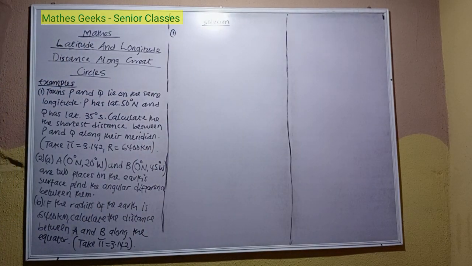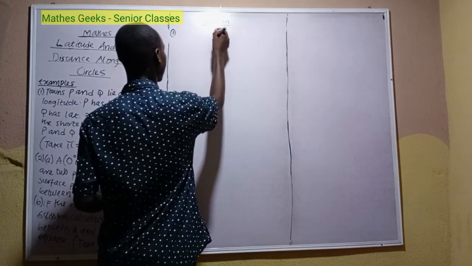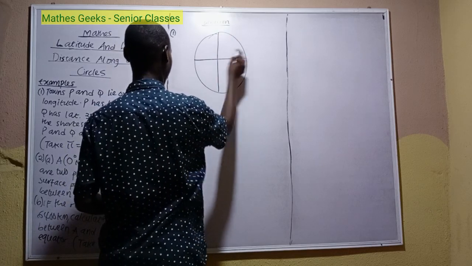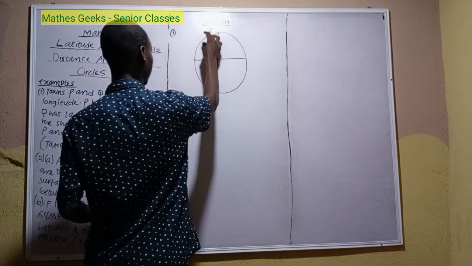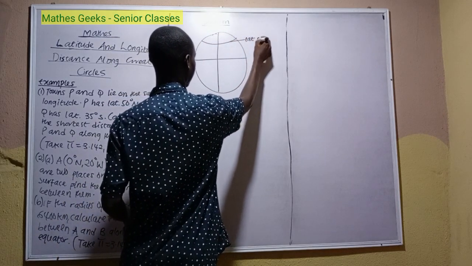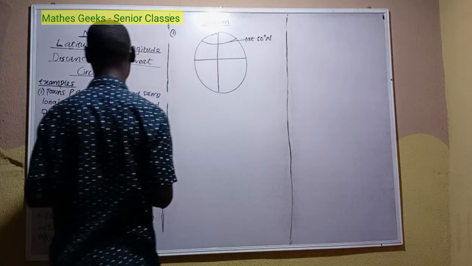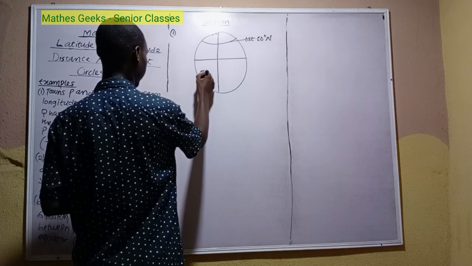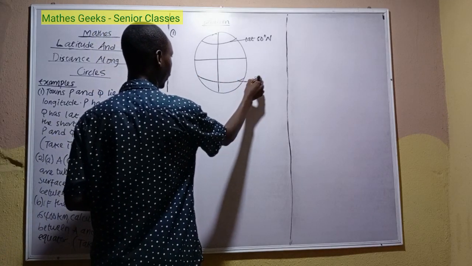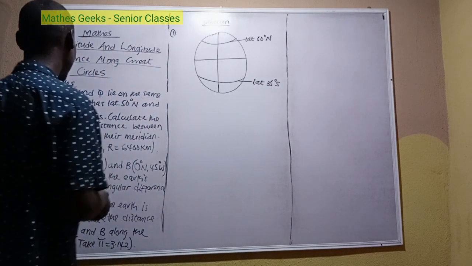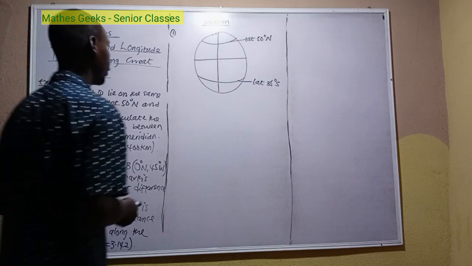Towns P and Q lie on the same longitude. So P has latitude 50 degrees north. And Q has latitude 35 degrees south. Calculate the shortest distance between P and Q along their meridian.